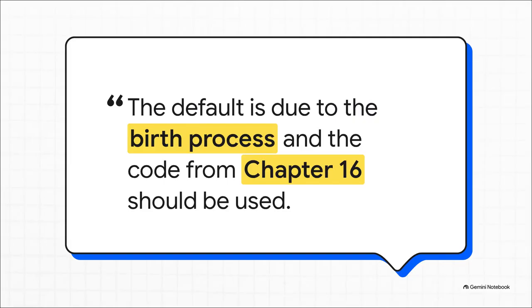But what if the documentation is just murky? Suppose a baby has an infection and the doctor didn't clearly state if it was community acquired or from the birth process. Well, CMS gives us a literal tiebreaker rule for this exact scenario. The guideline explicitly says if the documentation does not indicate which it is, the default is due to the birth process and the code from Chapter 16 should be used. So when you're in doubt, you automatically default to the perinatal P code.